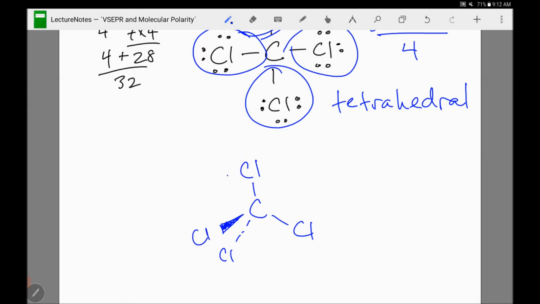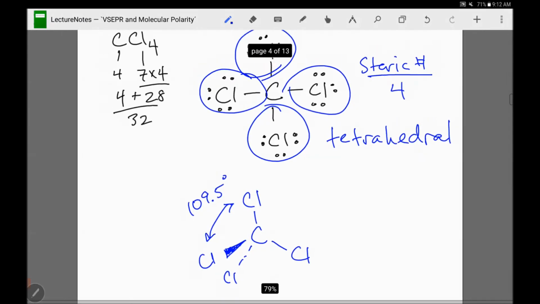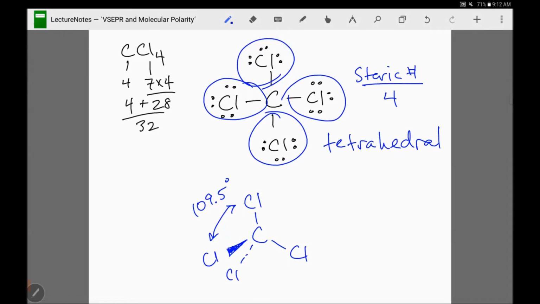So the wedge means the atom is coming out of the paper, and the dashed line means the atom is going backwards into the paper. Then this bond angle is 109.5, and that's very important. It's very important that you remember that. Now, I'm not going to show you how all of the vectors add up, but they do. All of the vectors cancel each other out. This molecule is perfectly symmetrical.